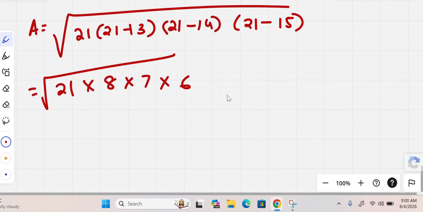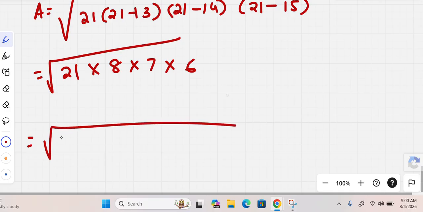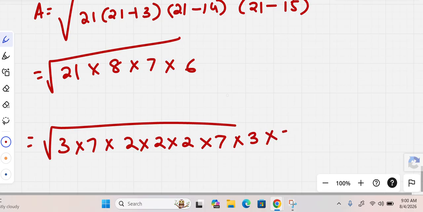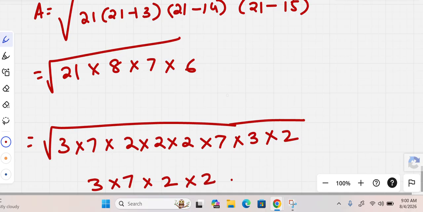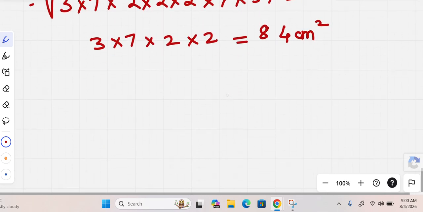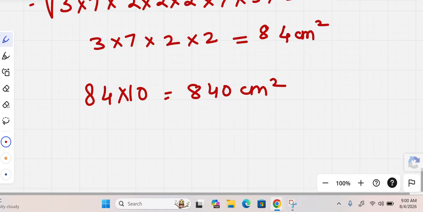I told you not to multiply. 21 is 3 into 7, 8 is 2 into 2 into 2, 7, and 6 is 2 into 3. Everybody is getting it, right? So 3 into 7 into 2 into 2. 4 into 3 is 12. 12 into 7 is 84 centimeter square, the area of one triangle. For 10 triangles, it is 840 centimeter square. So the 10th one is also done.